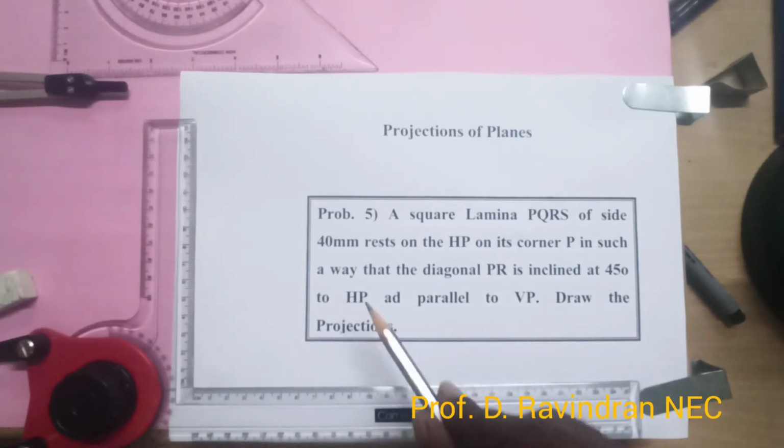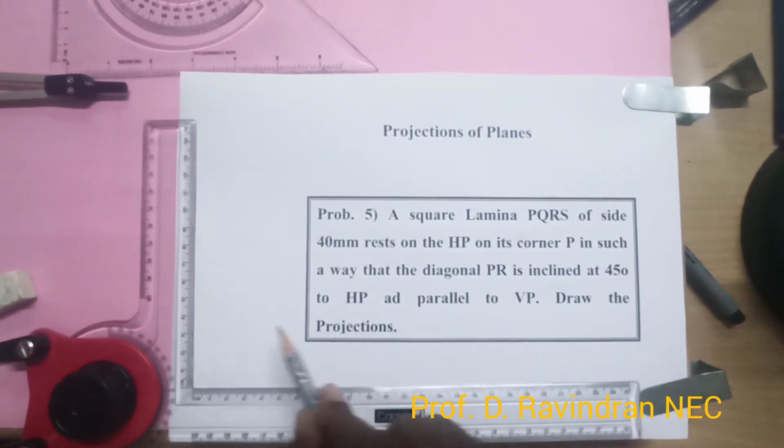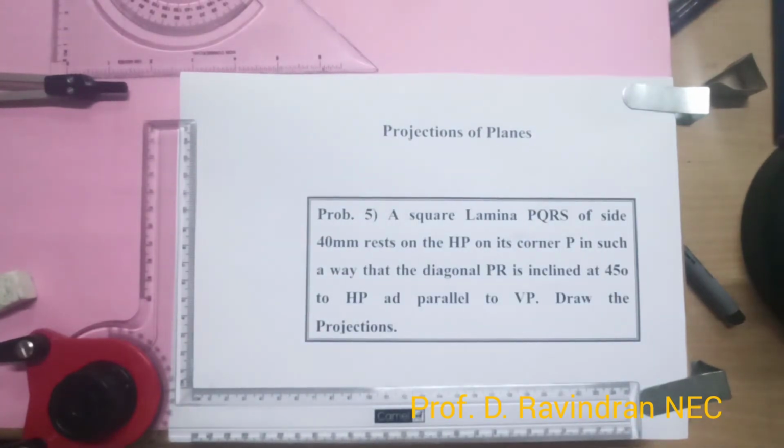So we have to just keep drawing the square lamina with P. PR is parallel to your XY line. In that way we have to construct the square lamina. Then we can make the surface diagonal PR parallel to VP and inclined to HP. Let us see how to construct this problem.